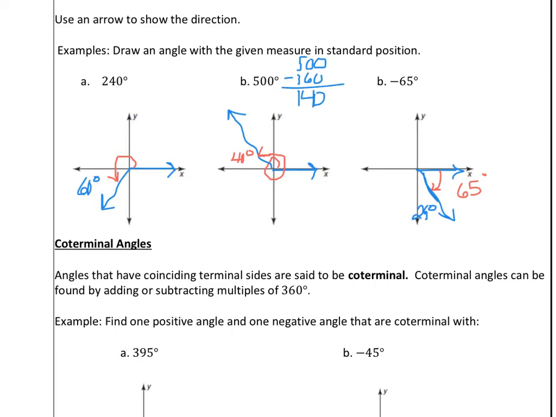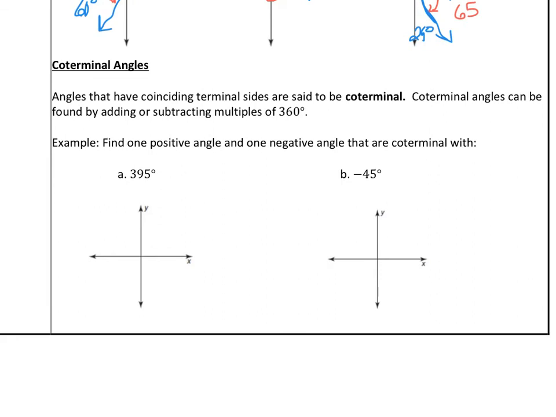Okay. So the next thing we're going to look at is called coterminal angles. Coterminal angles are angles, like pairs of angles, multiple angles, and they are sharing a terminal side. So the word is coinciding, meaning they have the same terminal side. Coterminal means they share the same terminal ray.